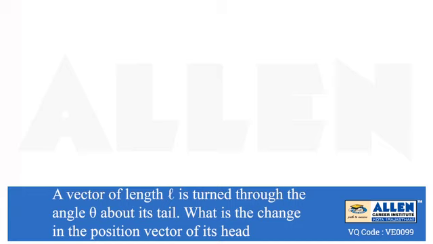A vector of length L is turned through the angle theta about its tail. What is the change in position vector of its head? Here we have to see a vector which is rotating about its tail.